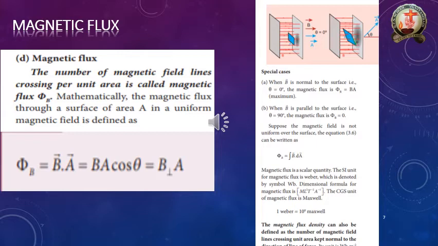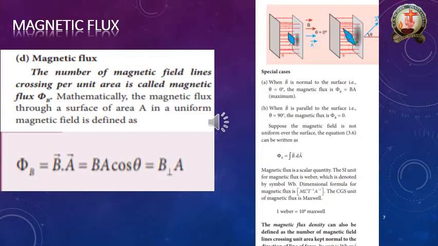Okay, the magnetic flux will be denoted by the term phi. The name is phi, so this is the magnetic flux, that's why phi suffix b. So phi suffix b will be denoting the magnetic flux. Okay, so mathematically the magnetic flux formula is phi suffix b is equal to B bar dot A bar, B bar dot A bar.